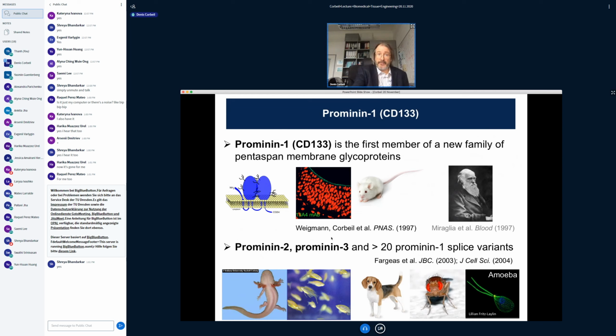In addition to prominent-2 and prominent-3, we also found more than 20 different splice variants of prominent-1. And many of these splice variants have different C-terminus, meaning that they probably have different interacting partners.